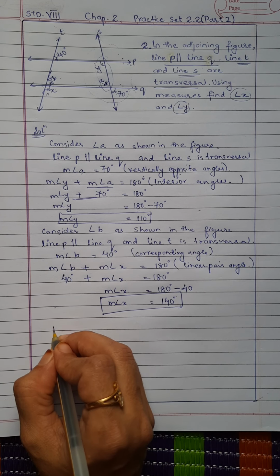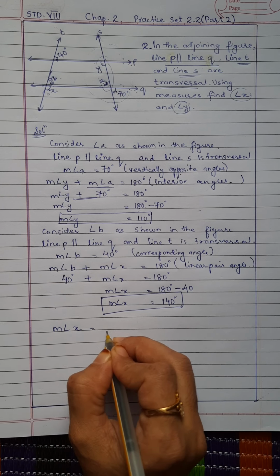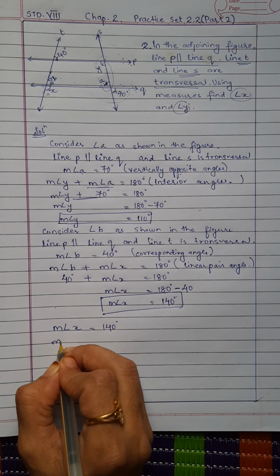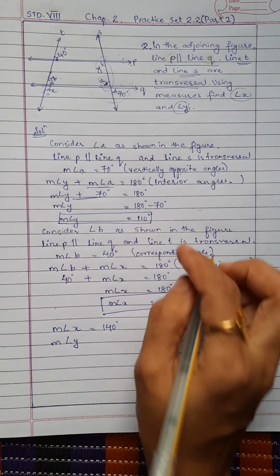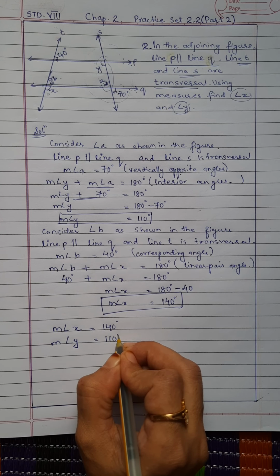Write the answers together. Measure of angle X is equal to 140 degree and measure of angle Y is equal to 110 degree.